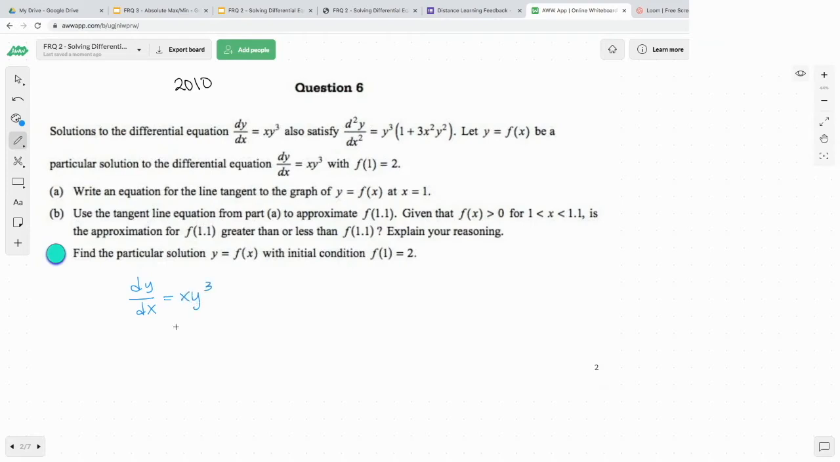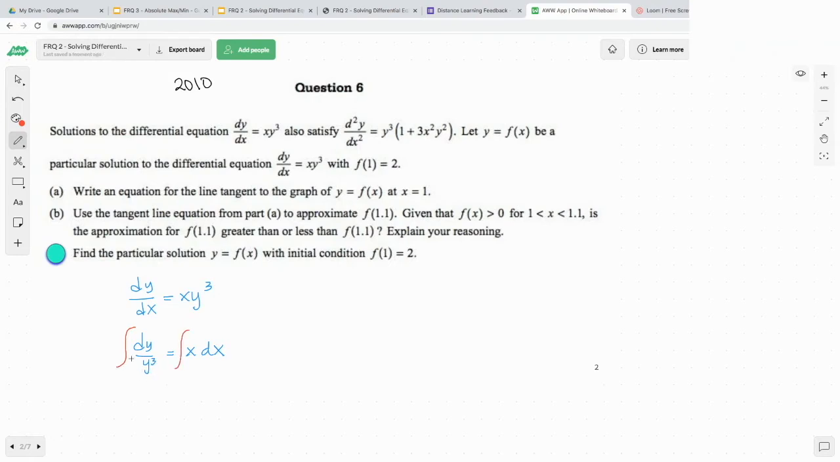First of all, we need to separate our variables. Y is going over here. Dx is coming up here. So it's going to be dy over y cubed equals x times dx, right? Now I go ahead and take the antiderivative of both sides of the equation.